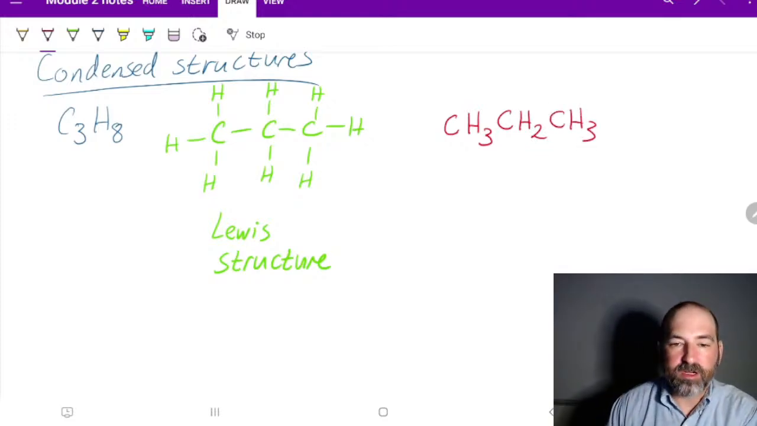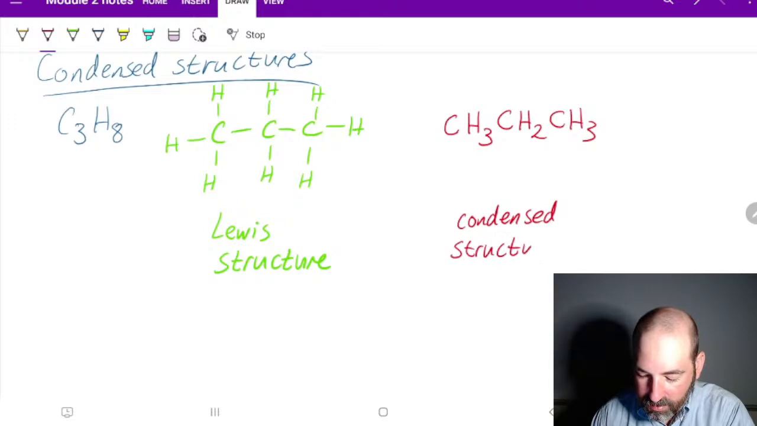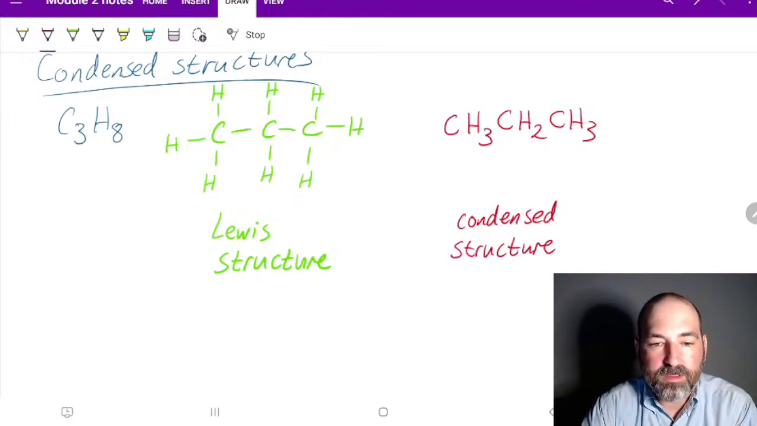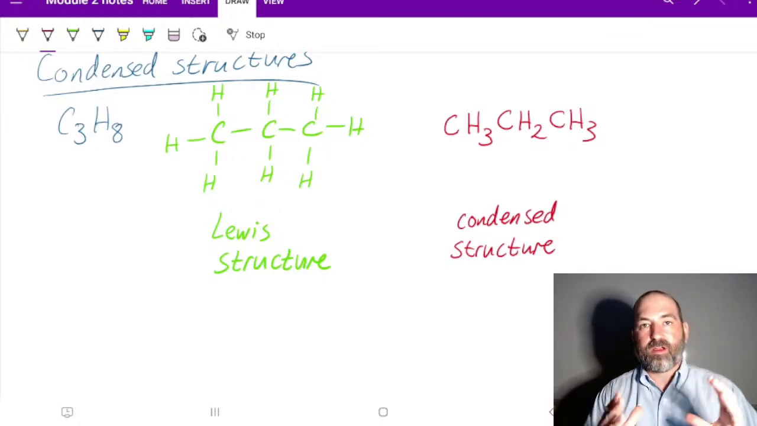But what we've done here is we've condensed the hydrogens onto the carbons that they're connected to. So instead of drawing out every hydrogen, we've condensed them. And then beyond that, we've also condensed the bonds between carbon. We just kind of smushed them together.